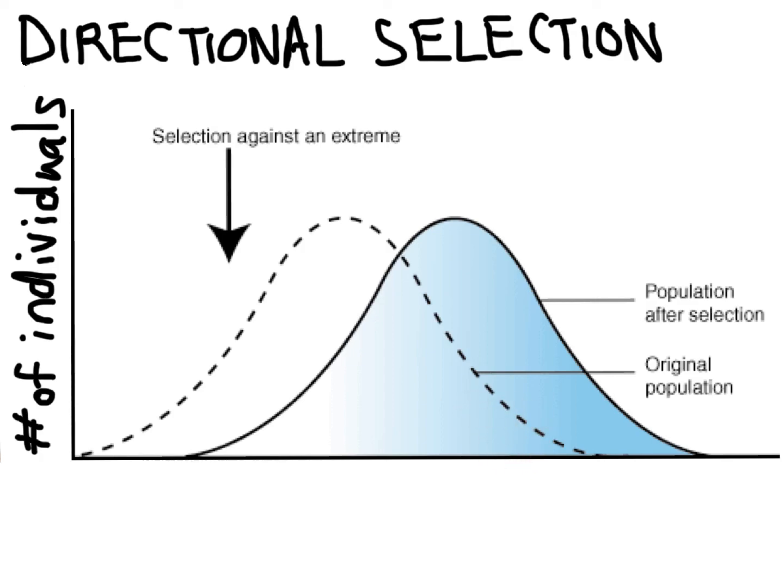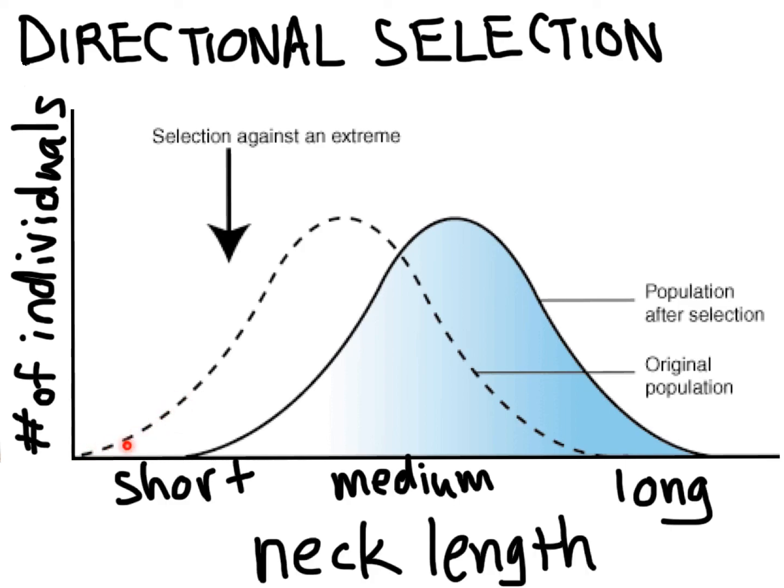This is the sort of selection that happened to giraffe necks. While these individuals that had short necks did not survive, the ones with the longer necks did. So the average in the population started shifting towards a longer length.